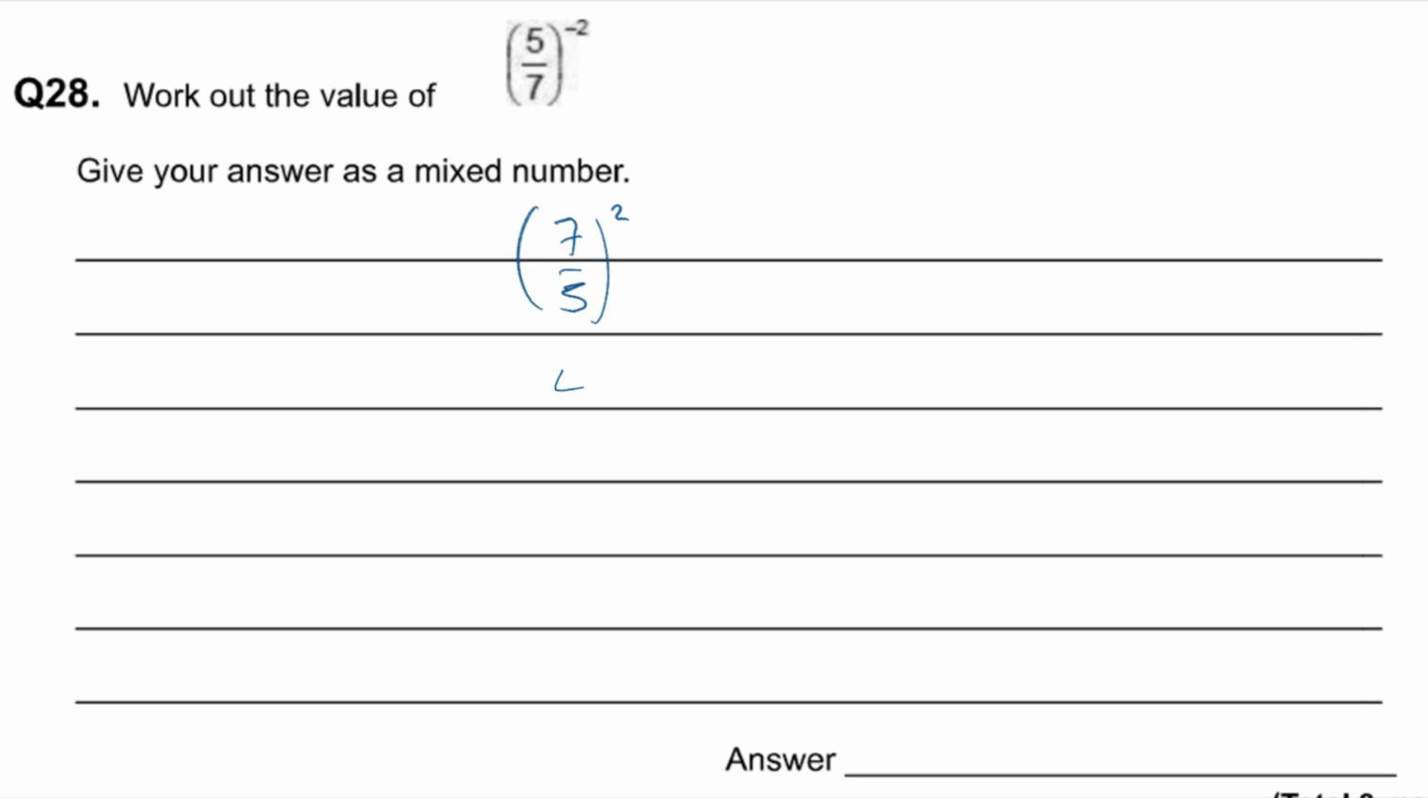So 7 squared is 49, 5 squared is 25. Mixed number, so 25 into 49 goes once, remainder 24, doesn't it? So that's equal to 1 and 24 25ths. Okay, so 1 and 24 25ths.